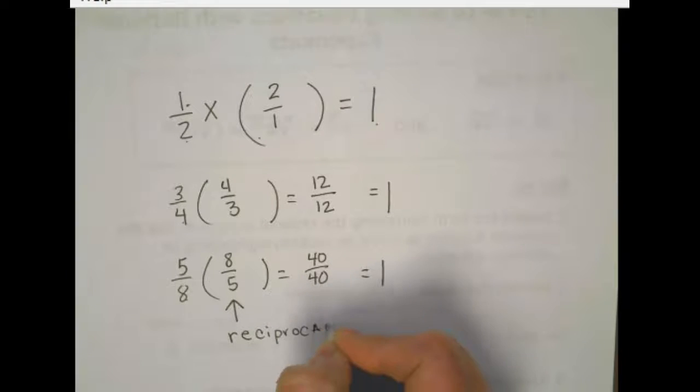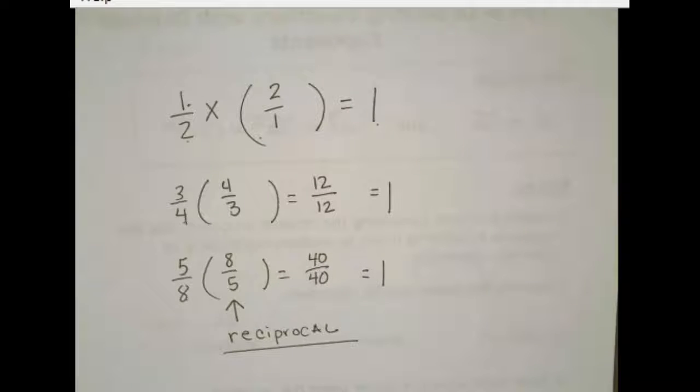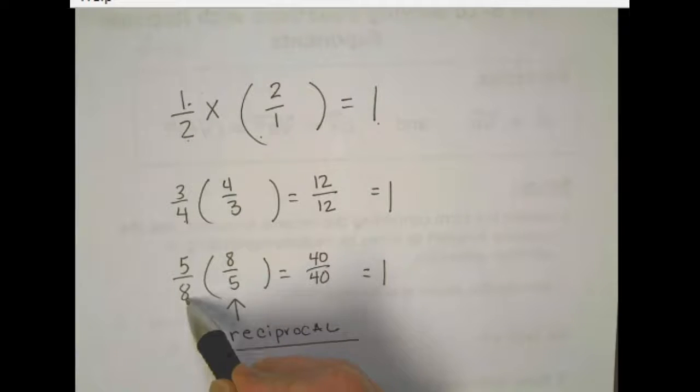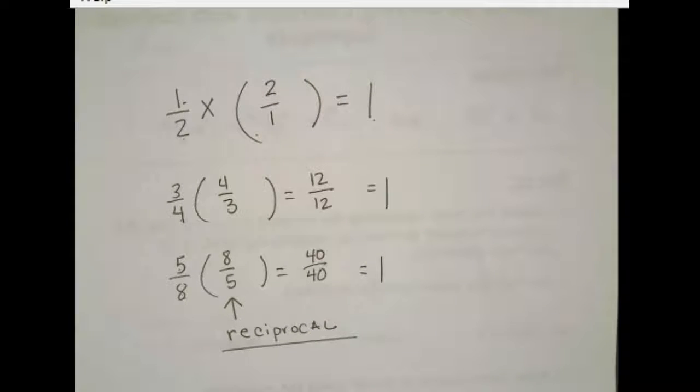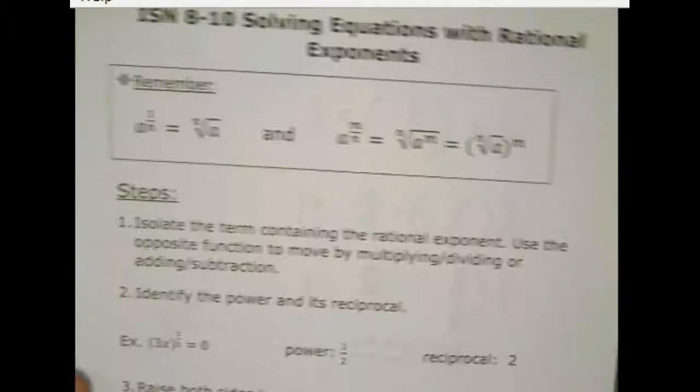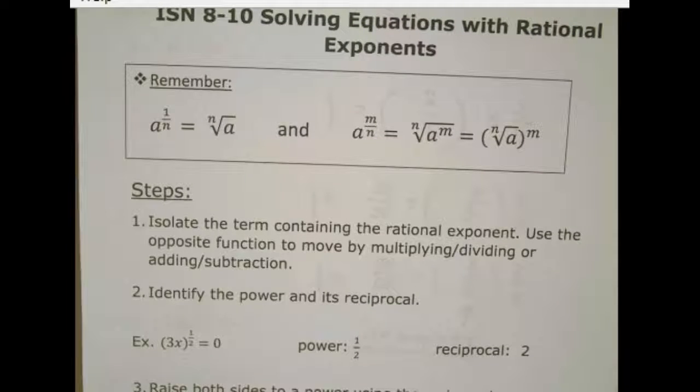This is the reciprocal. What do I need to do to make a reciprocal? Flip. 8 on bottom, 8 on top. 5 on top, 5 on bottom. The reciprocal is the fraction flipped upside down. Okay, now that we know about reciprocals, now we can start on our notes.